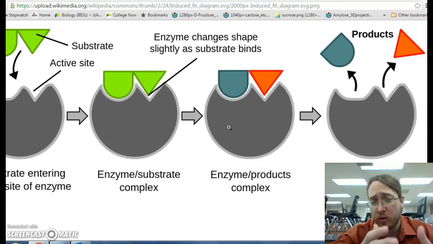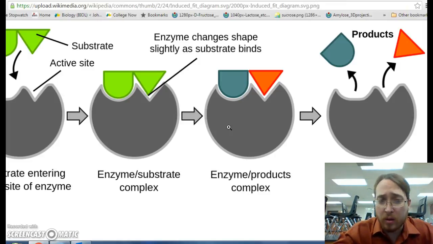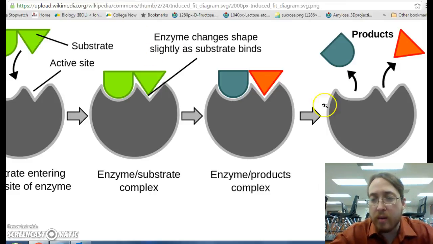And so those are some major vocabulary words we need to be comfortable with. Substrate, the particles that are being altered and are attracted to the active site. The active site is the location on the enzyme where the substrate is attracted and the reaction occurs, and the products are what the substrate becomes, which are released. We have a little more.